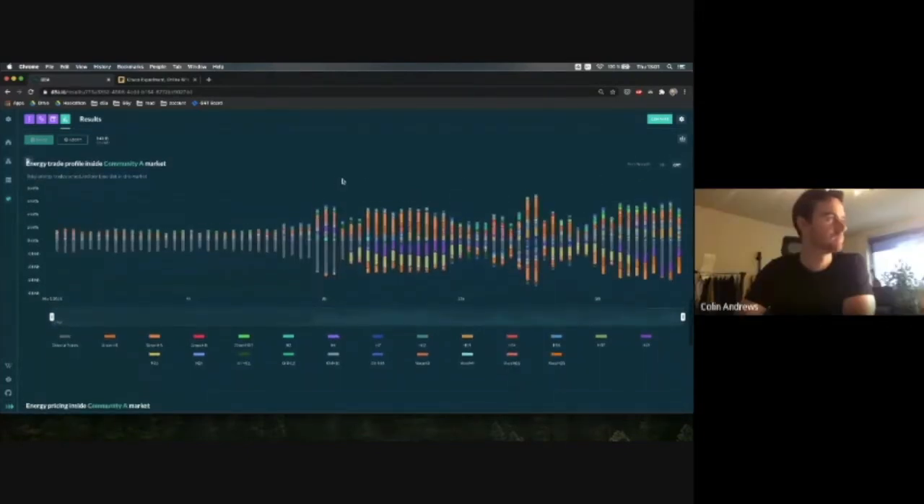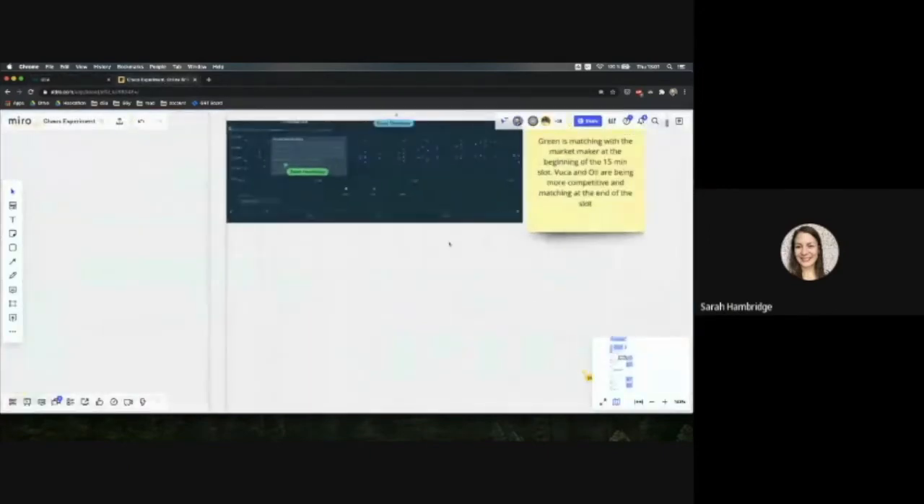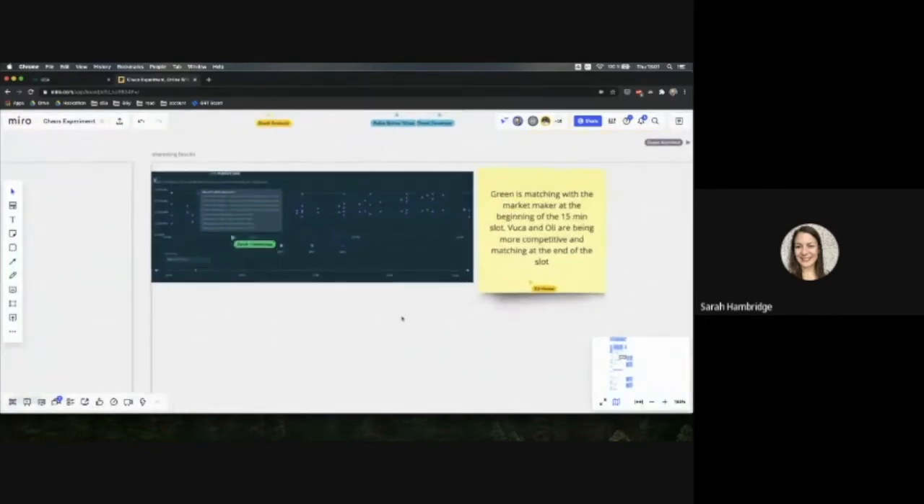Great. I made one other observation in Miro, and I just noticed, at least in the beginning of the day, this is at 2:30, Greenlytics matched with the market maker right away. There's no PV being generated during this time, so I think the loads can only buy from the market maker. So Green matched with the market maker right away, and then it looks like VUCA and OLI were a bit more competitive, so they gradually raised their prices and they matched at the end of the market slot. So I'm looking to see if that pattern holds for the majority of the market slots.